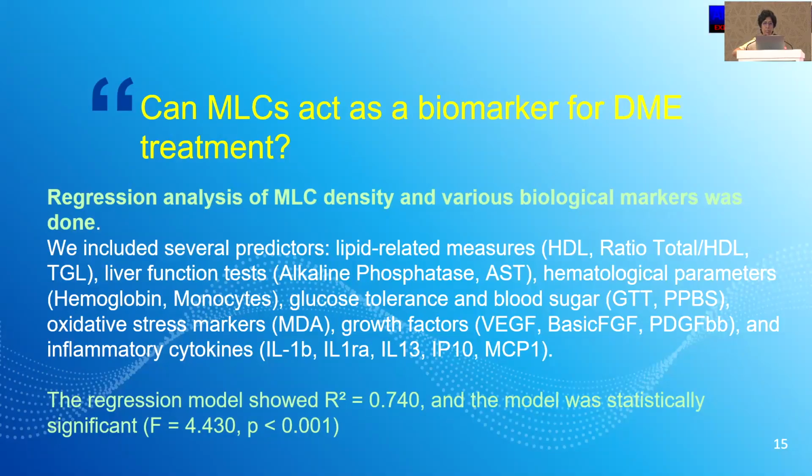We included several predictors such as lipid-related measures, HDL, etc., then liver function test, hematological parameters, glucose tolerance test and blood sugar, oxidative stress markers, growth factors such as VEGF, basic FGF and PDGF, and inflammatory cytokines. We had a robust regression model with a very good significance level and association.